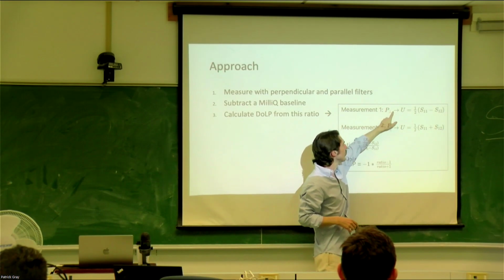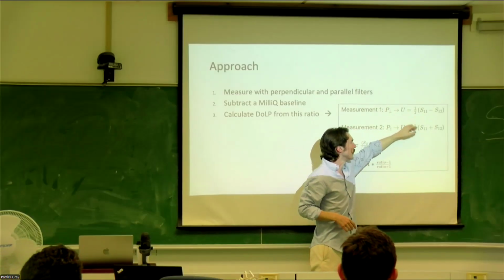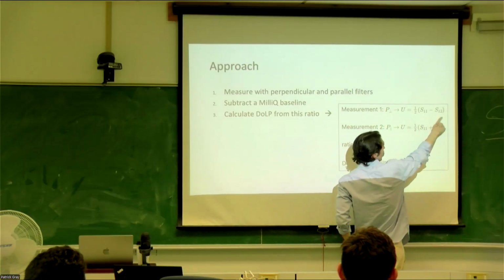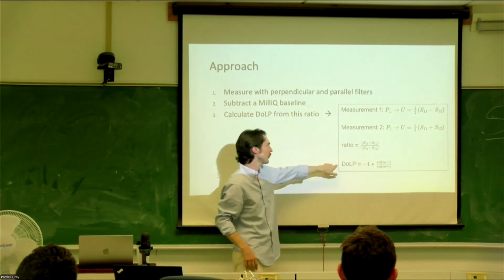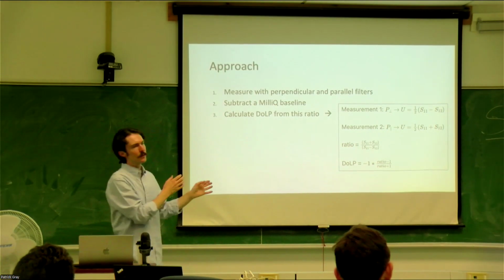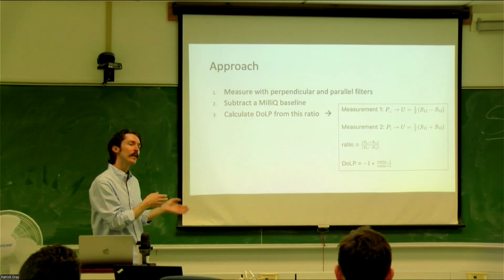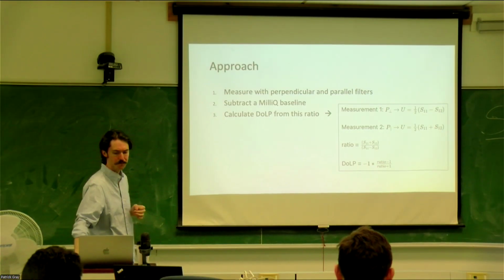But the input light is filtered and the output's unfiltered. And basically we get these two different parameters, and we're able to either take the ratio of them to get the DLP, or subtract the first measurement from the second to get S11, and vice versa to get S12.